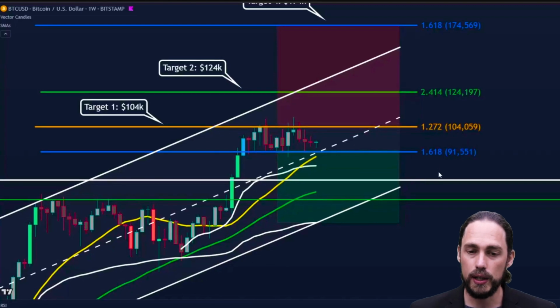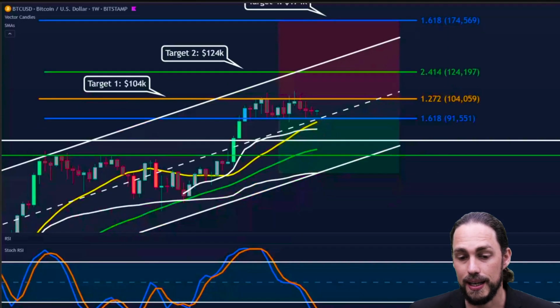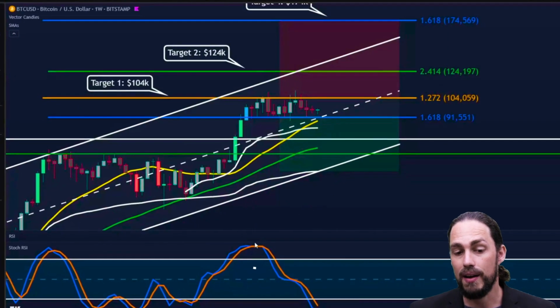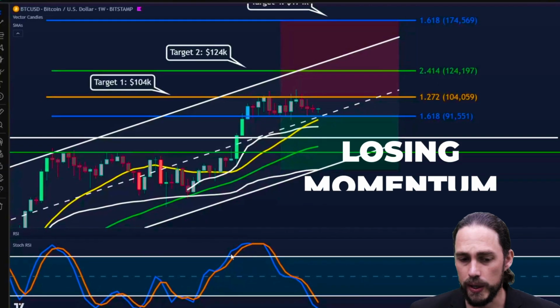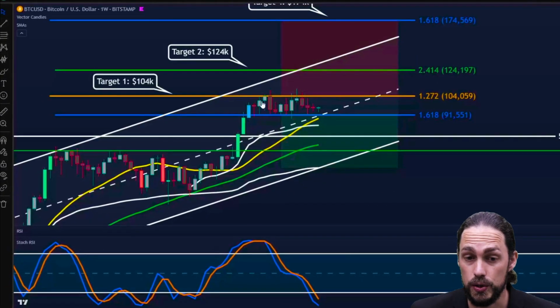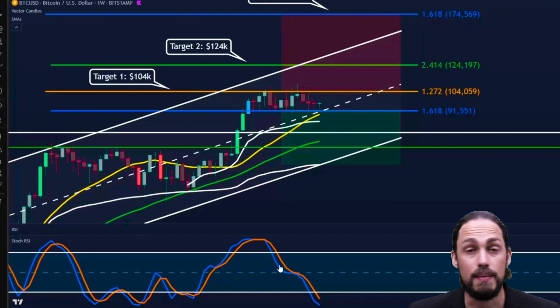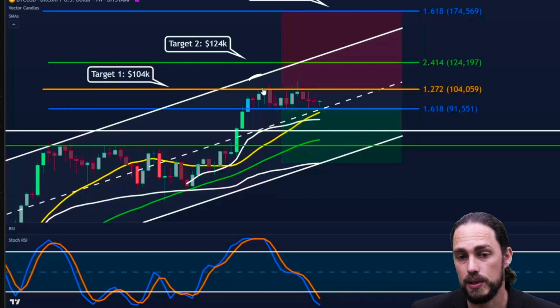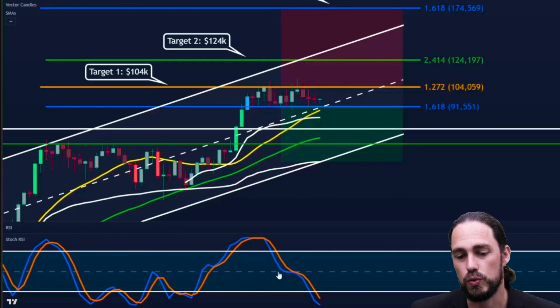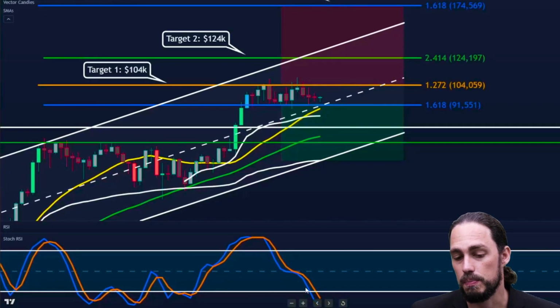Now, for me, looking at market structure, looking at the Stochastic RSI, we can see that we have been losing momentum. We can see that the blue line was above the orange line during our previous test here, and we have been losing momentum with the blue line below the orange line for quite some time, and we've been consolidating in this range as the stochastic momentum is being reset.